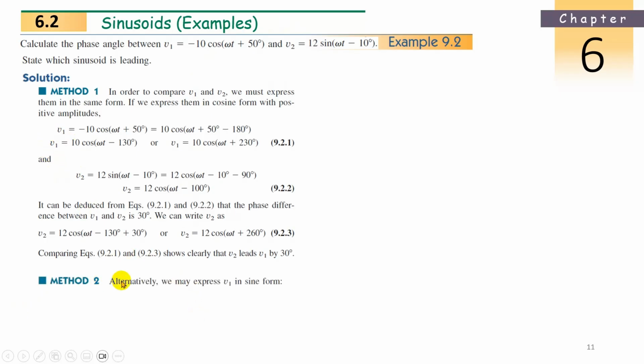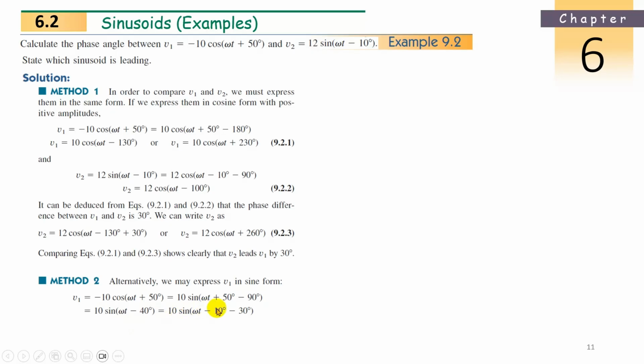Now method 2. Alternatively, we may express V1 in sine form. I am converting this into sine form. So what do we have to do? Plus 90 degrees. Okay, not minus 90 degrees, plus 90 degrees. So V1 is minus 10 cos(omega t plus 50). First convert this into a positive amplitude, that is, the minus is removed from this 10. It will be minus 90, same as what we did here. So find sine and make it sine. So minus 90 will come. So 10 sin(omega t minus 40) we can write, that is the deduction.